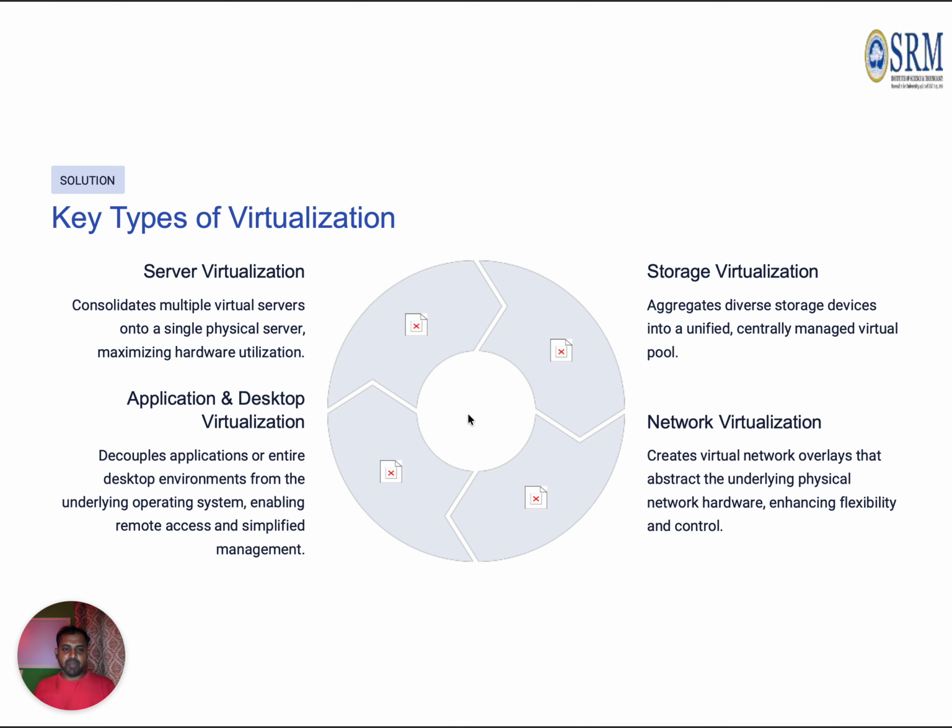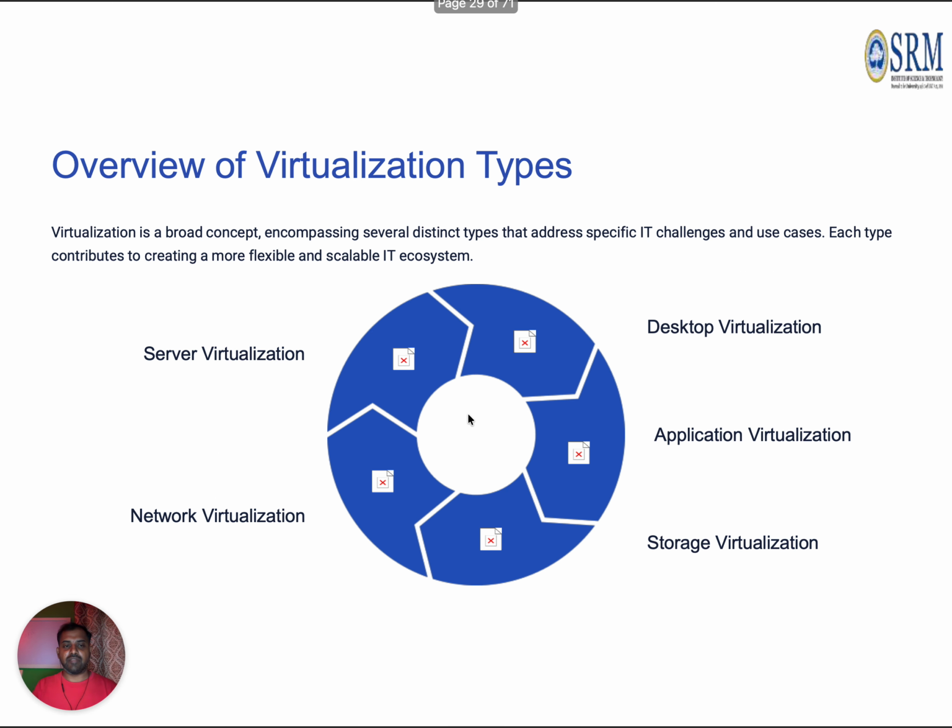Then application and desktop virtualization. Again, this comes under platform as a service. And storage virtualization, storage as a service. Google Drive is a good example. Network virtualization, virtual private network, VPN. I know most of you have used VPNs for streaming services, right? So those are the types of virtualization.